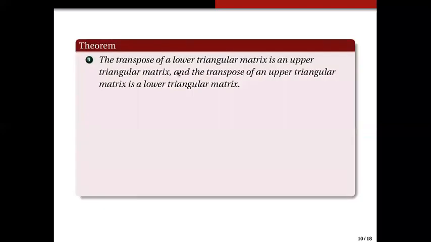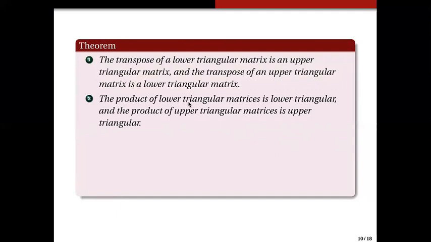Now, some properties for triangular matrices. The transpose of a lower triangular matrix is an upper triangular matrix. And the transpose of an upper triangular matrix is a lower triangular matrix. This is intuitive in the sense that for lower triangular matrices, all the zeros are above the diagonal entries. If you get the transpose of that lower triangular matrix, all those zeros will go below the diagonal, and therefore, you will get an upper triangular matrix. Similarly, for the upper triangular matrix, you have all the zeros below the diagonal. If you get the transpose, they will go above the diagonal, so it becomes a lower triangular matrix.